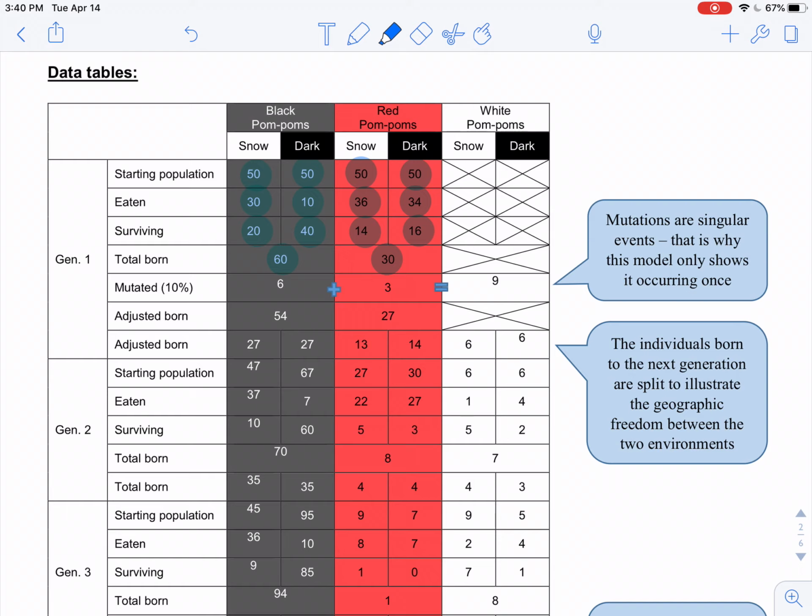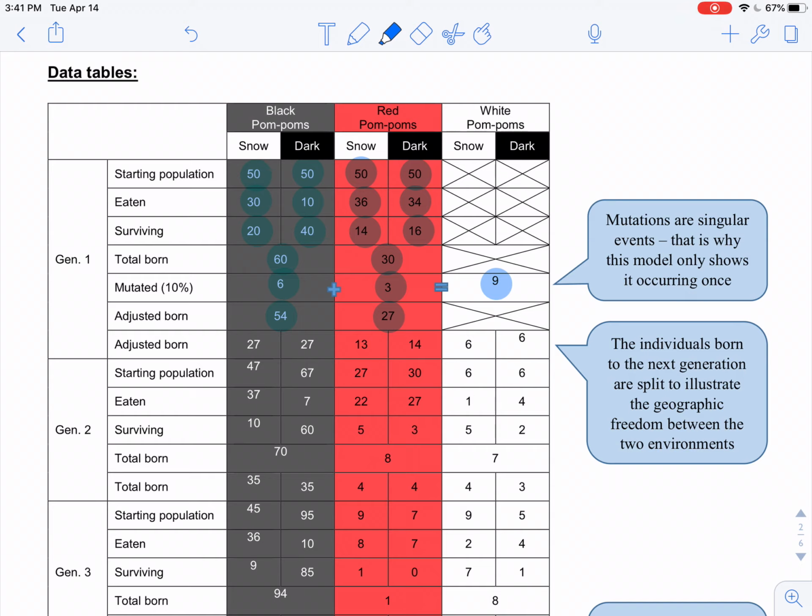So that means that instead of 60 black surviving pom-poms, 6 of them would be white. So that means only 54, 60 minus 6, will be black. And then 3 of the reds will be white instead, leaving 27 reds. So that's 9 white pom-poms that we will see in the following generation.